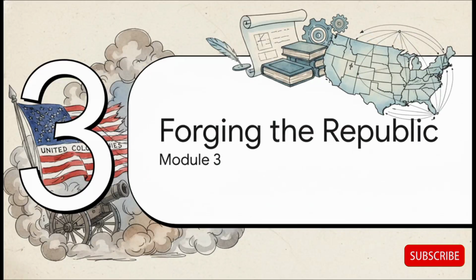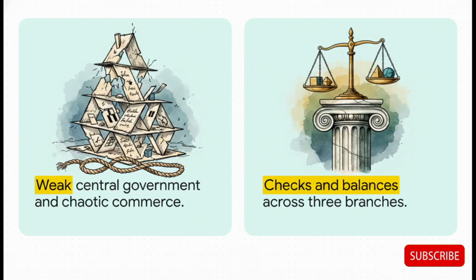Module 3, Forging the Republic. Now, what's really interesting about this is that defeating the British Empire at Yorktown was a staggering achievement, right? But winning the war was honestly only half the battle. Now they had to actually build a functional nation, and their first attempt was, frankly, a massive failure.